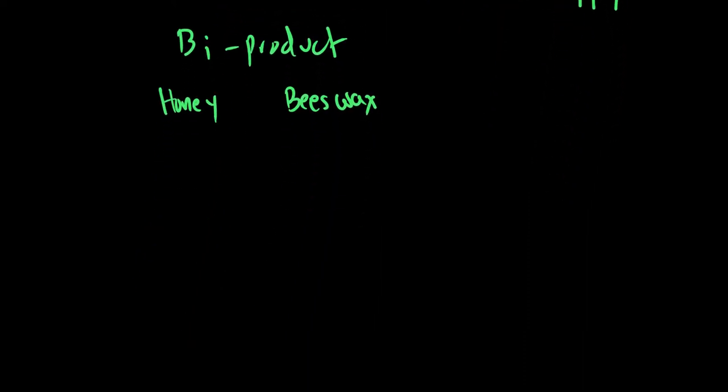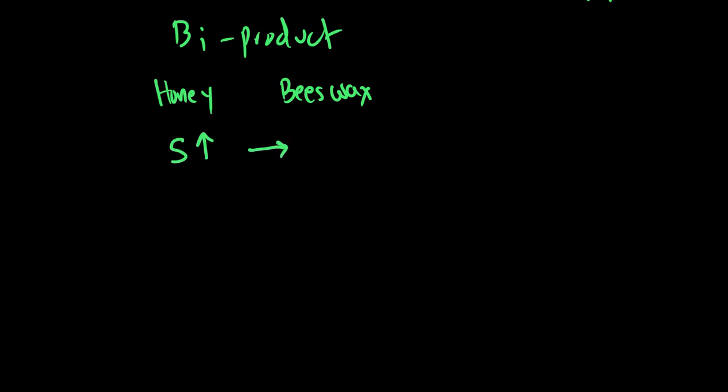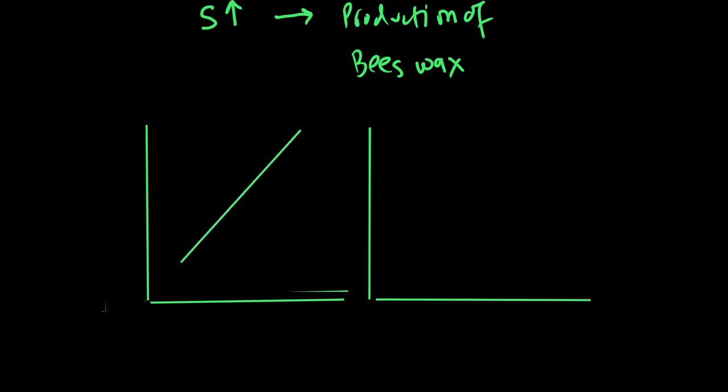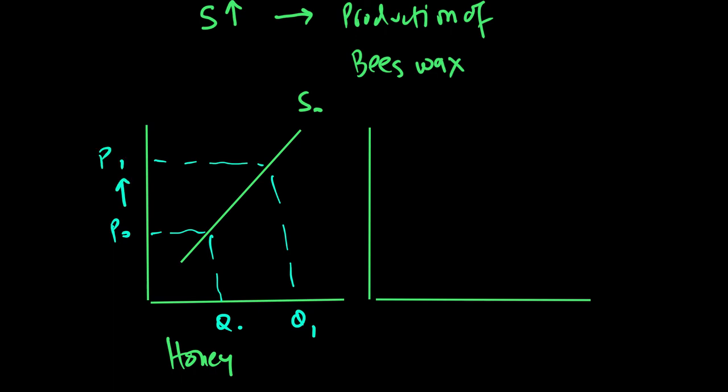So, in other words, when the supply of honey goes up, it means higher production of beeswax. I'm going to draw first the market for honey, and at the same time, I'm going to look at the market for beeswax. So, if this is my supply curve for honey, let's assume that for some reason people are consuming more honey, so the production of honey is going up, maybe because of higher demand. So, higher production of honey means that beeswax, which is a byproduct of it, will automatically be produced, and the supply curve for the beeswax industry, this is your beeswax industry, will see a shift to the right.